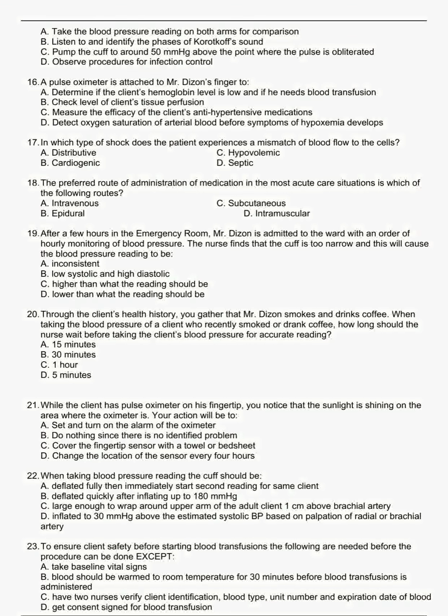23. Ensure client safety before starting blood transfusions. The following are needed before the procedure can be done except: A. Take baseline vital signs. B. Blood should be warmed to room temperature for 30 minutes before blood transfusion is administered. C. Have 2 nurses verify client identification, blood type, unit number, and expiration date of blood. D. Get consent signed for blood transfusion.